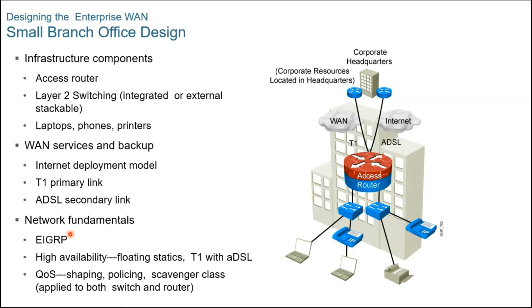For the network services, the EIGRP routing protocol is used. High availability across the WAN is provided by floating static routes across the ADSL internet connection. The QoS mechanisms include traffic shaping and policing, and the implementation of the scavenger class of traffic applied on both the switch and the ISRs.